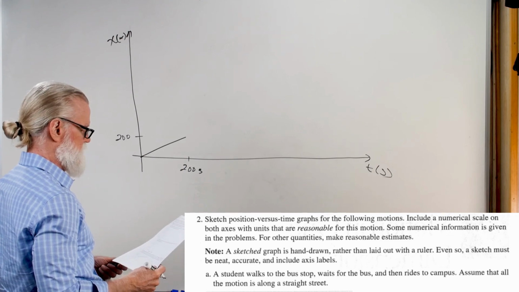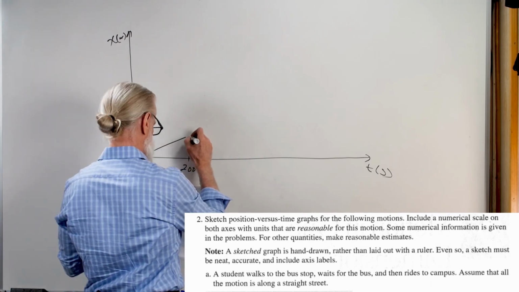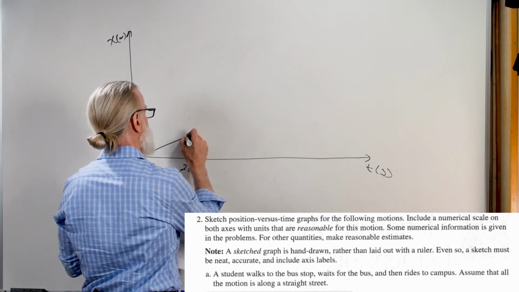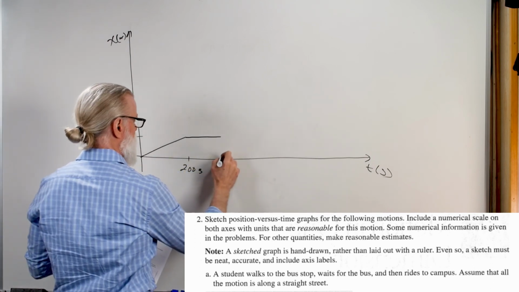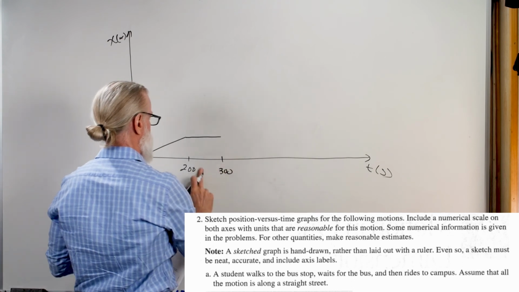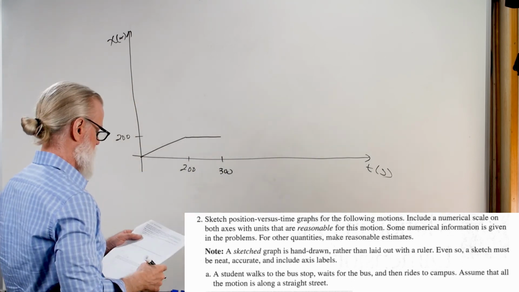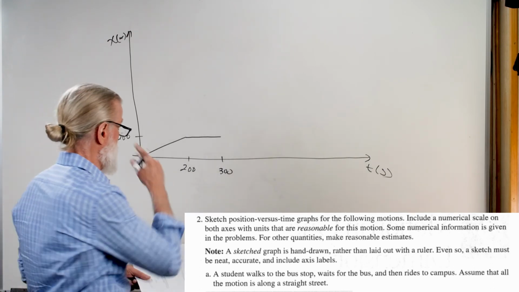A student walks to the bus stop and waits for the bus. All right, he's got to wait for the bus. How long does he wait? I don't know. That long. Let's go another 100 seconds, so 300 seconds. And then he gets on the bus.